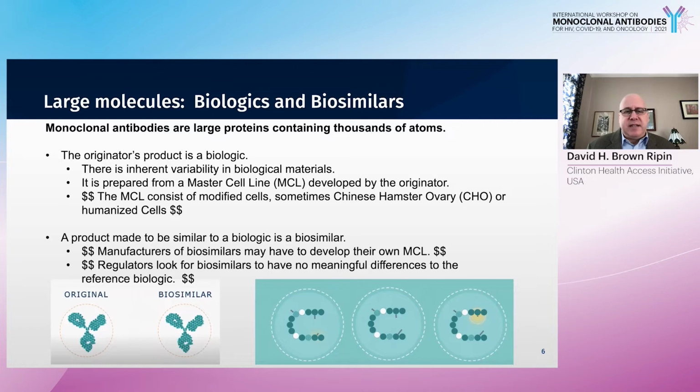The master cell lines used to be primarily Chinese hamster ovary, or are now more commonly humanized cells. And if we think about the idea of a biosimilar development as an analogy to generic product development, manufacturers of biosimilars, in the absence of access to that master cell line, will have to develop their own that will regenerate a similar high level of cost. And regulators are going to look for biosimilars to have no meaningful differences to the reference biologic.